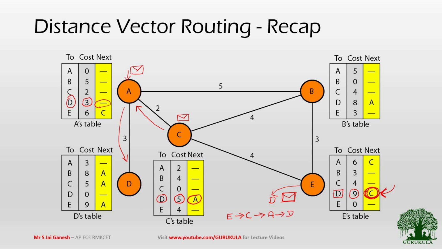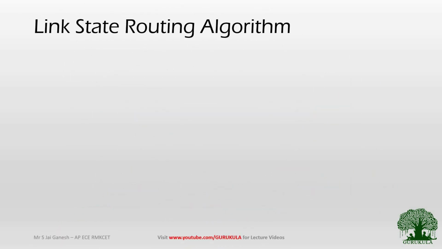This is the complete route that is taken by the packet, but E just knows only about the next hop, and C just knows only about the next hop. And this is what we have in distance vector routing. Whereas in link state routing, the scenario is a little bit different.